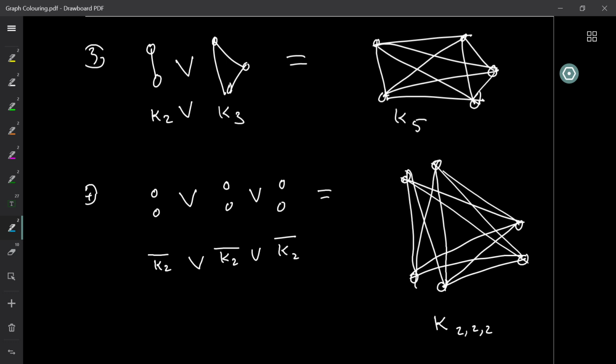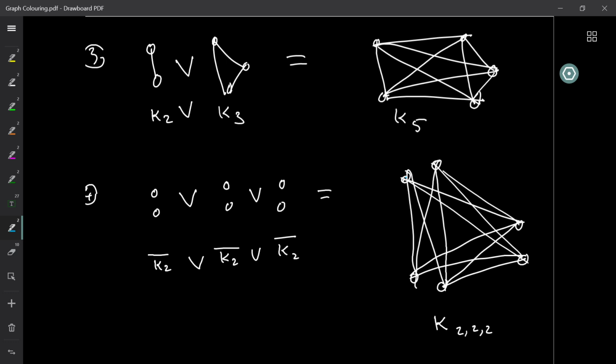On the other hand, if you take independent sets, say K2 bar, K2 bar, and K2 bar, and take the join of these independent sets twice, you will get a graph like this. Here I have the graph K_{2,2,2}, where each vertex is adjacent to all vertices in the other two parts.